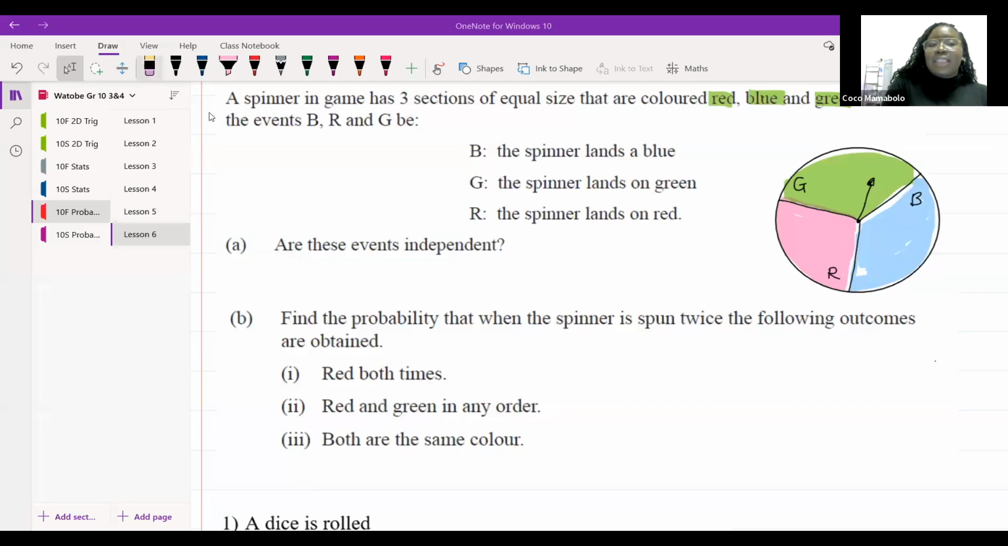So are these events independent? Yes. Because when I spin the first time, the probability is the same. Spin the second time, the probability is the same. Nothing has changed. Okay, nothing has changed at all.